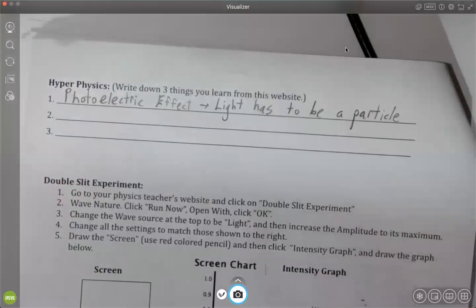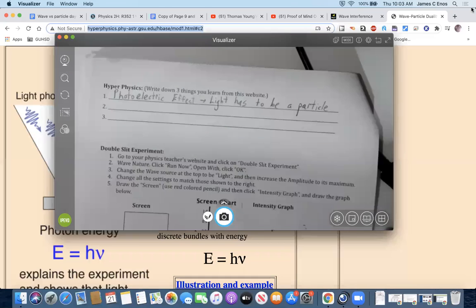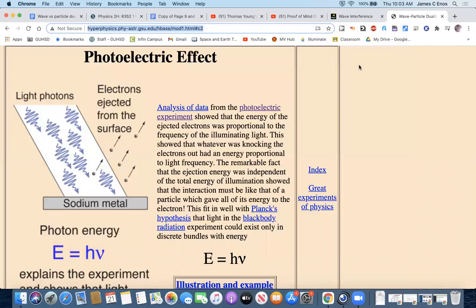So we had this one site here, and it gets into this wave-particle duality of light. And so they talk here about this photoelectric effect. And when these photons come down, they hit these electrons and they bounce off. And they bounce off with a specific amount of energy.